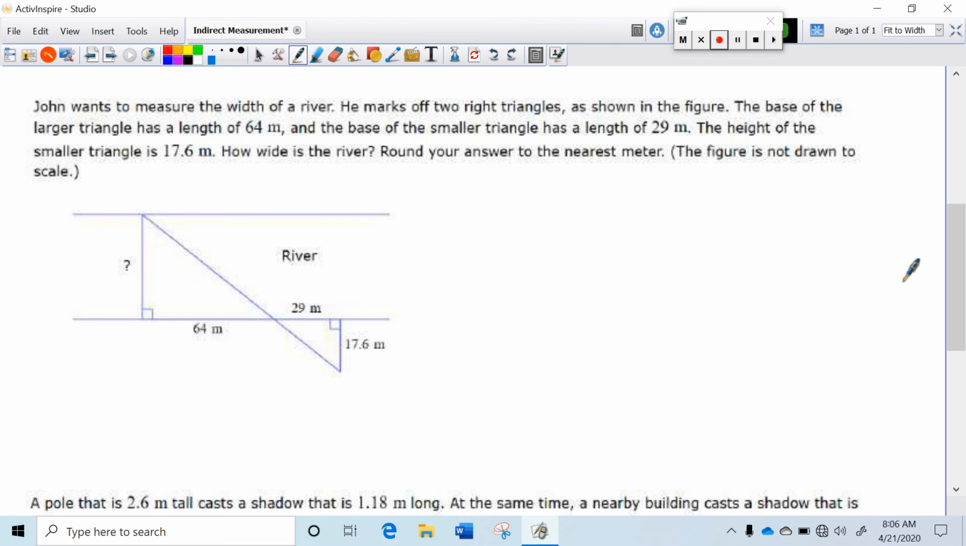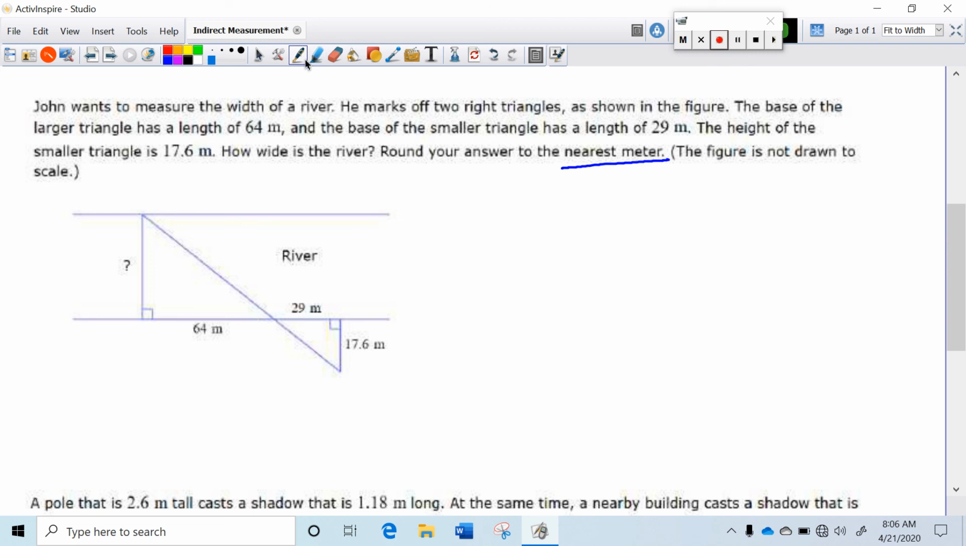John wants to measure the width of a river. He marks off two right angles as shown in the figure. The base of the larger triangle has a length of 64 meters and the base of the smaller triangle has a length of 29 meters. The height of the smaller triangle is 17.6 meters. How wide is the river? Round your answer to the nearest meter.